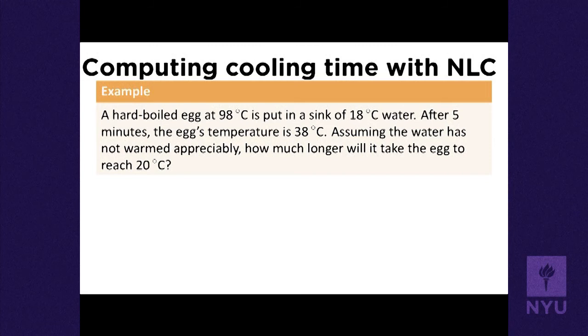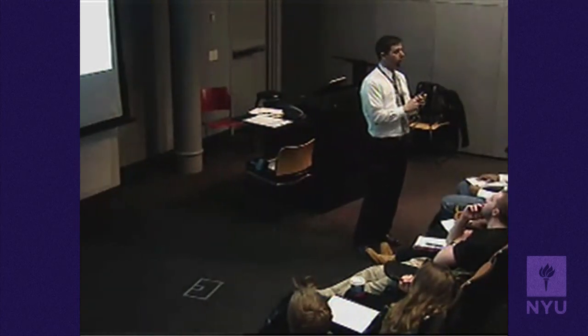Okay, and 100 degrees Celsius is boiling. So this egg is almost at boiling temperature for water. It's put into a sink of water which is less than room temperature. And then after 5 minutes, the egg's temperature cools to something a little bit more than body temperature. Now, assuming the water has not warmed appreciably, how much longer will it take the egg to reach 20 degrees Celsius? So this part here about assuming the water has not warmed appreciably, that's code for letting you know you can use Newton's law of cooling.